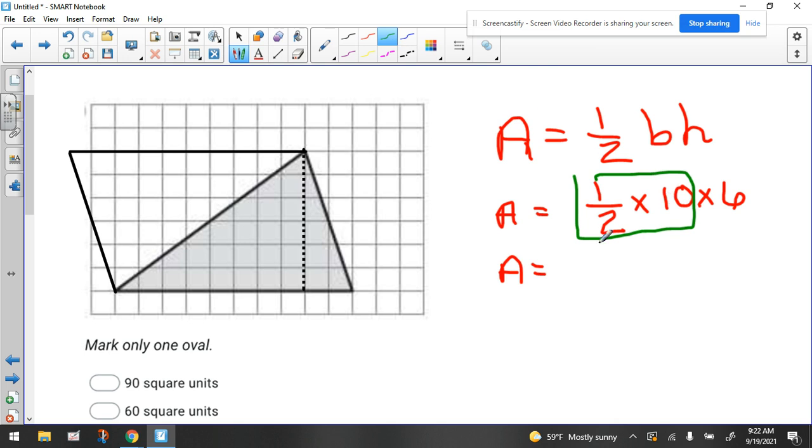Half of 10 would be 5. And then we still have to multiply by the 6, so we'll bring down the 6. So the only thing left you have to do, folks, is go ahead and do 5 times 6, and then you'll have your answer.